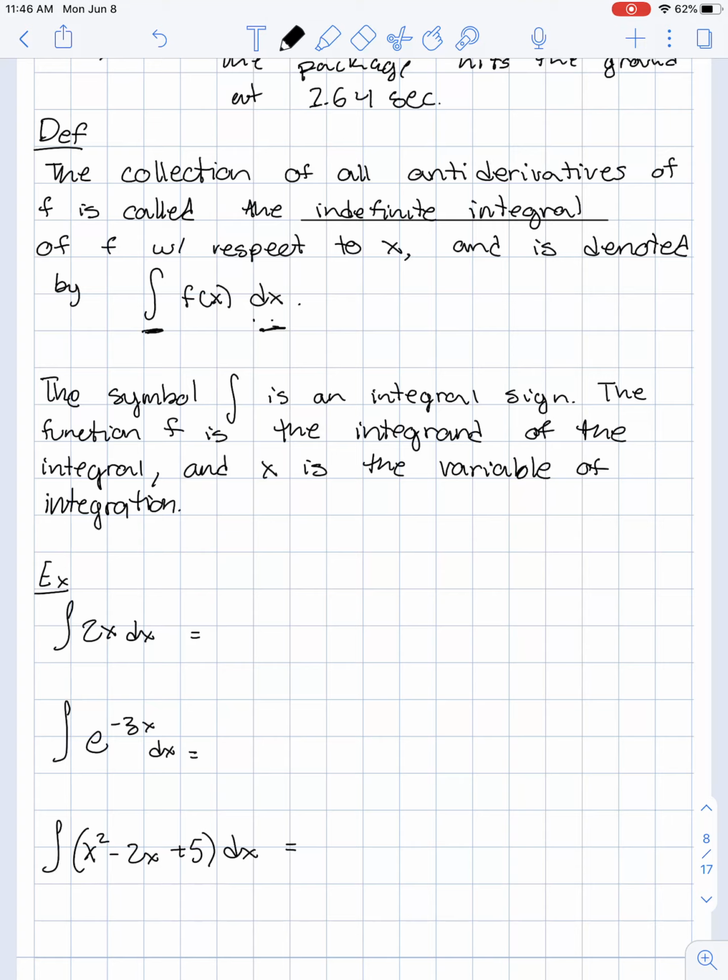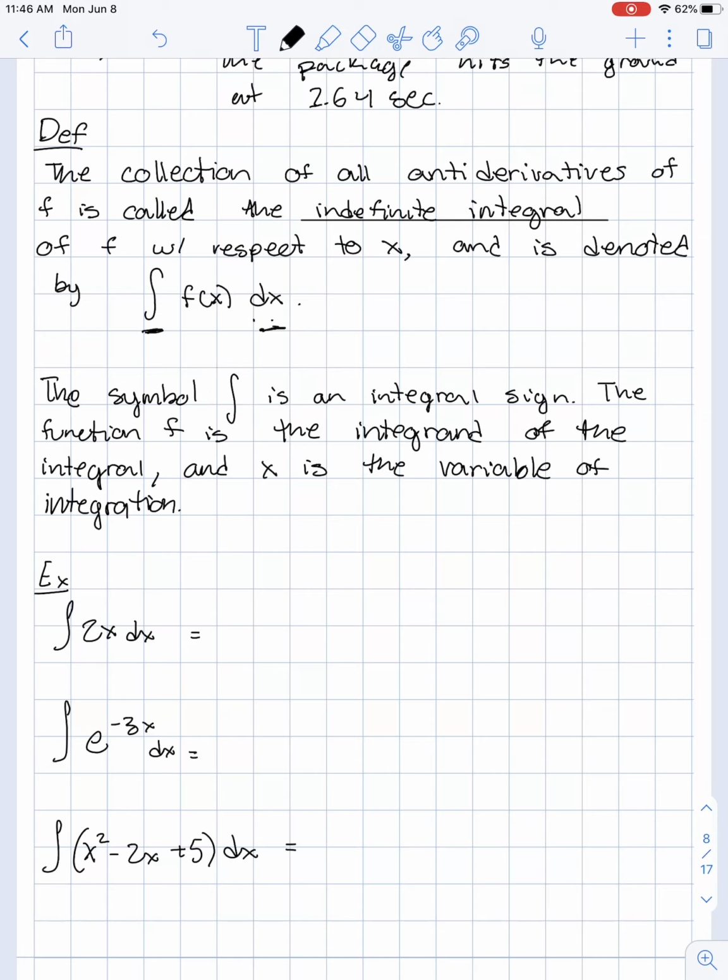All right, so the symbol, swirly S right here, is the integral sign. The function f is called the integrand. It's the inside of the integral. And x is the variable of integration. And we'll talk about the variable of integration a little bit more. I was about to write something, but we'll get to that later on.